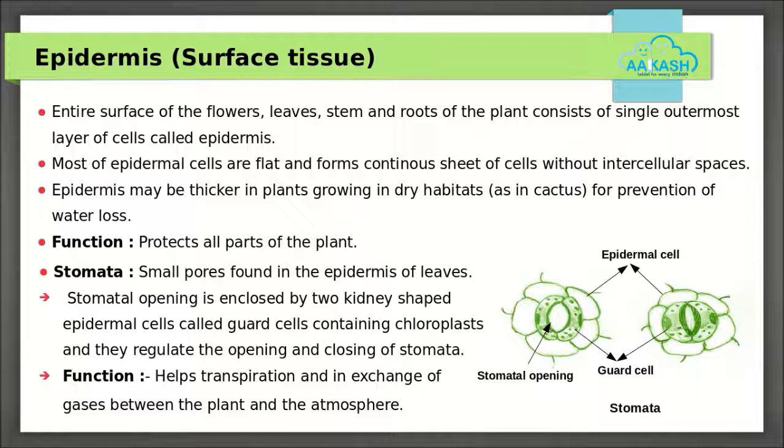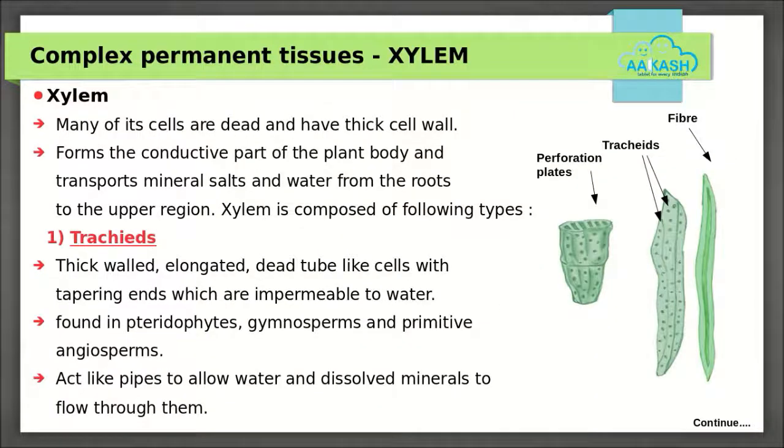Stomata. They are small pores found in the epidermis of leaves. Function: helps transpiration and in exchange of gases between the plants and the atmosphere. The given image illustrates structure of stomata present in the leaves of the plants.